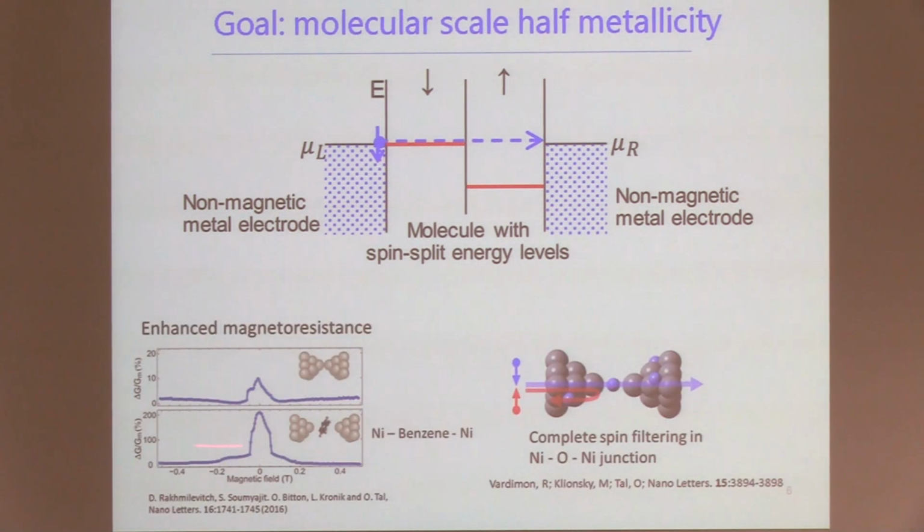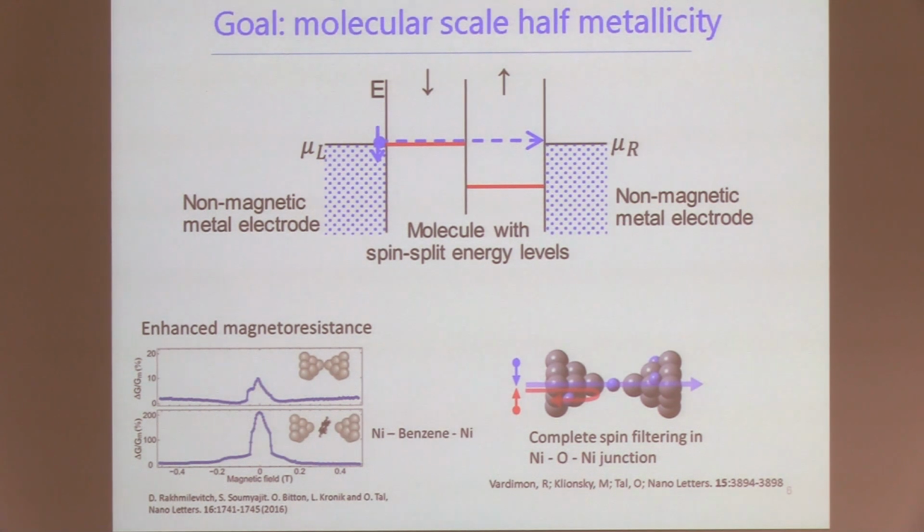This orbital hybridization was studied before in Oren's group. I think previous speakers also showed the nickel benzene nickel junction. In the nickel benzene nickel junction, they found a hugely enhanced magnetoresistance compared to the pure nickel junction. This is happening due to the orbital hybridization in the nickel benzene nickel junction.